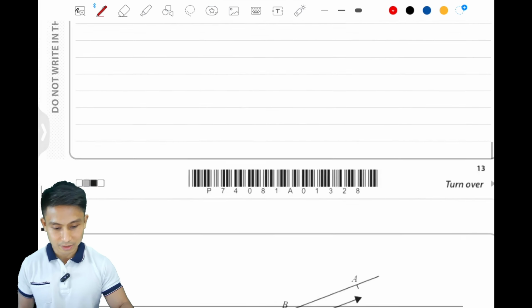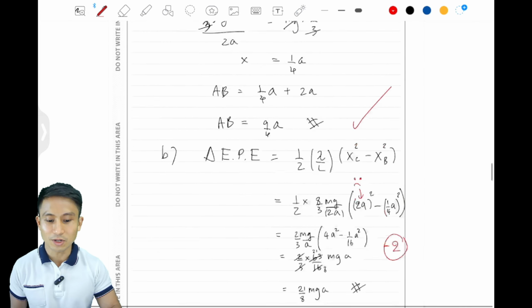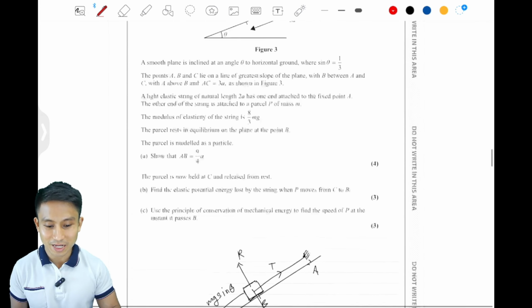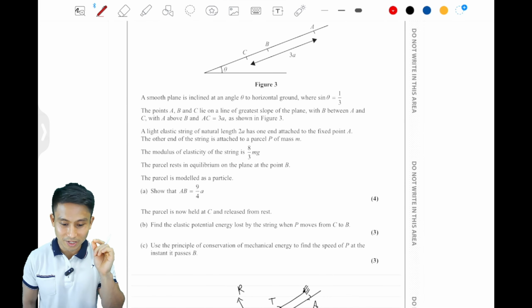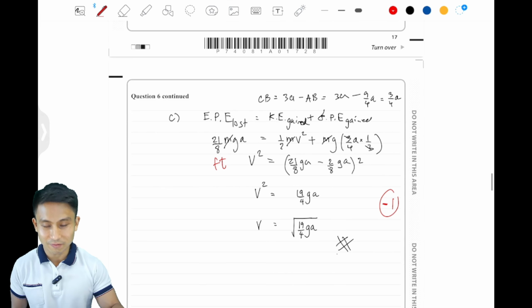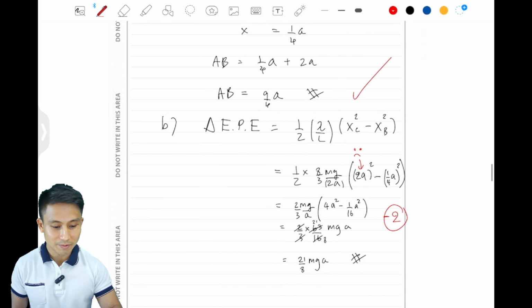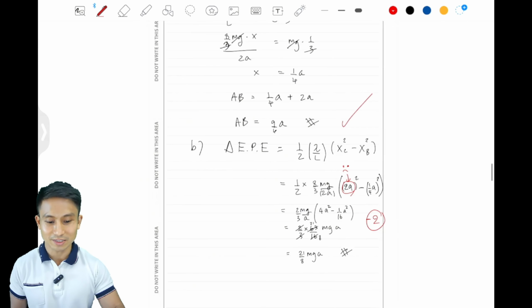Let's look at the next question that I should correct, right? Which is this one. Yeah, this one I made a silly mistake. I did say that it's about the energy loss. Yeah. So I lost marks in part B and then part C I follow through. So part B here, I did put this wrong. It's the extension at C.